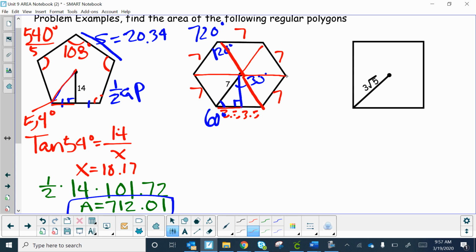So that's 7. Now, the apothem is what we really need because that's in our formula. Well, if this little piece right here is 3.5, sorry, you can't read my handwriting too much, that means the apothem is 3.5 radical 3. Okay, 3.5 radical 3. If you want to use trig, you can use trig.